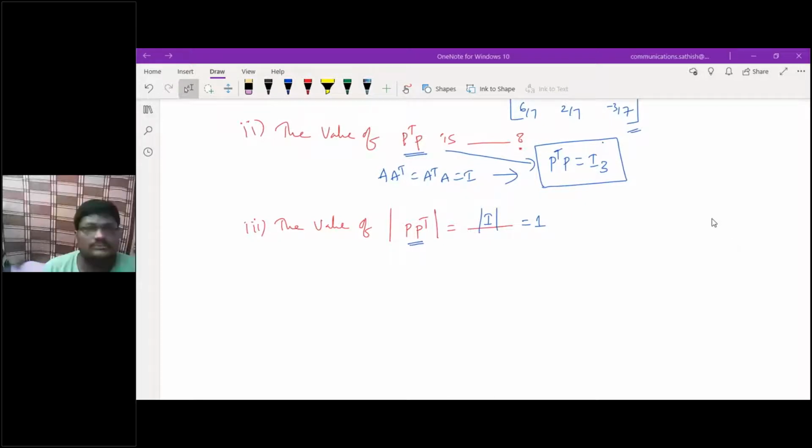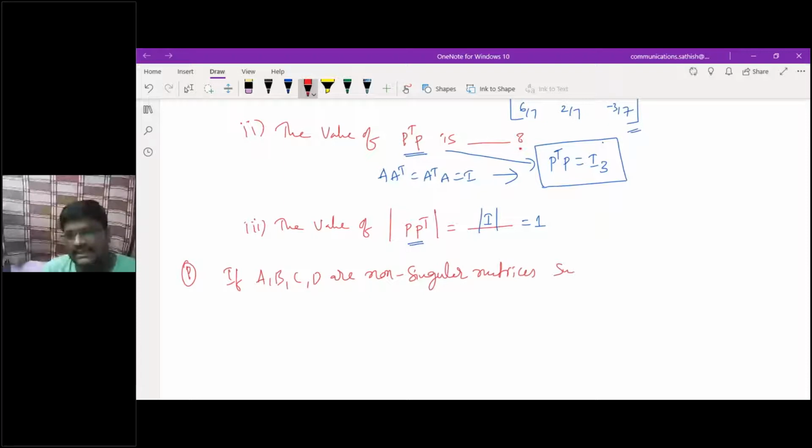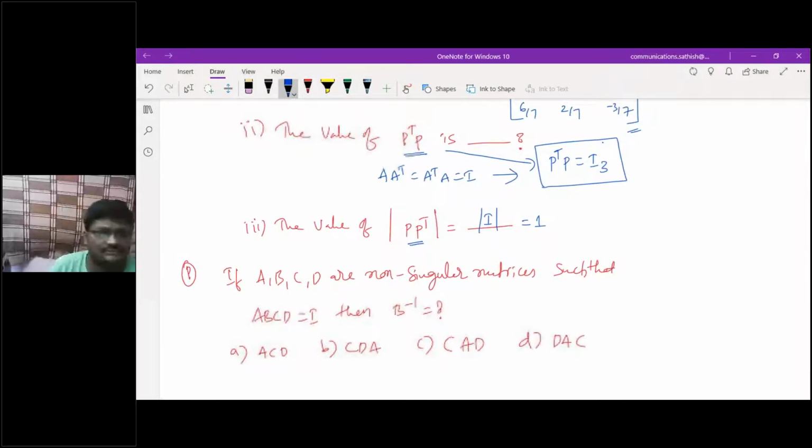Let me take one more problem. If A, B, C, D are non-singular matrices such that ABCD is equivalent to I, then B inverse is: option A, ACD; B, BCDA; C, CAD; and D, DAC. What is the answer for this? How will I calculate this one?